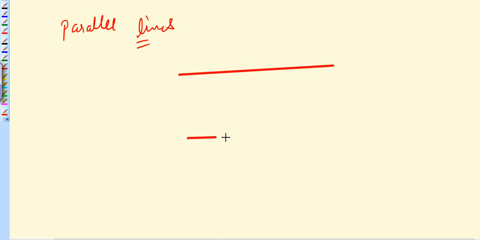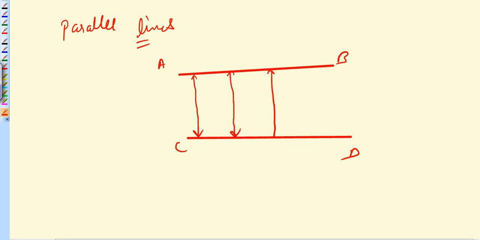Next topic is parallel lines. Now suppose you are having two lines, A, B, C, D. Now two lines will be parallel to each other if they maintain the same perpendicular distance between them. Then lines are said to be parallel.